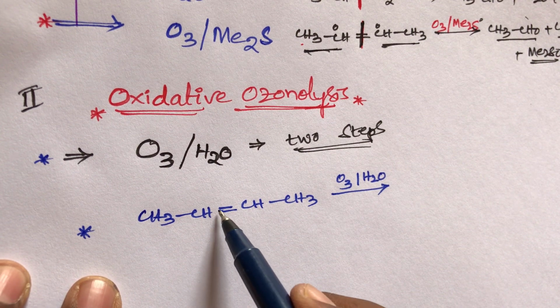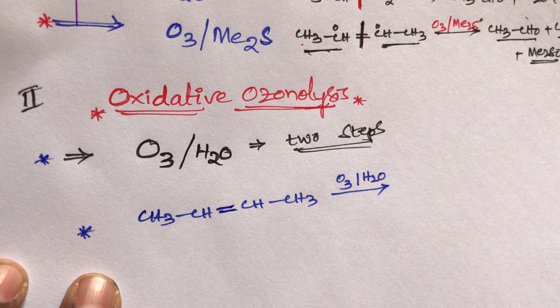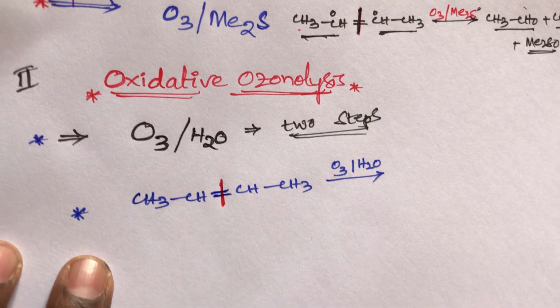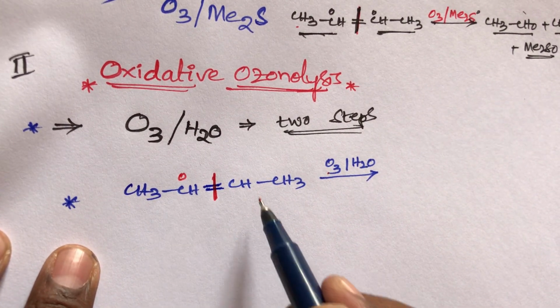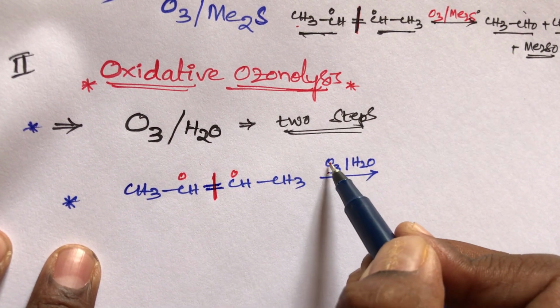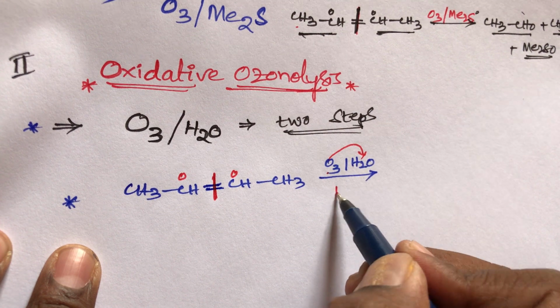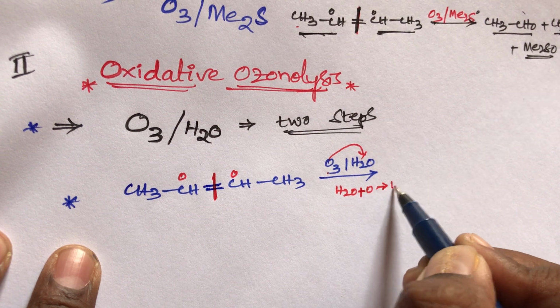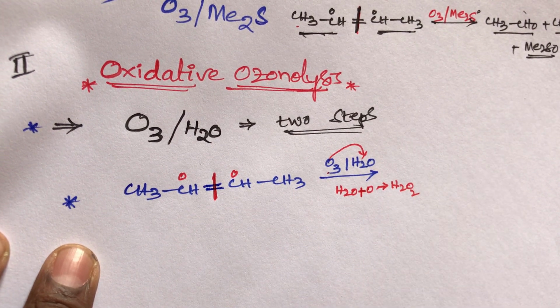But now take the symmetrical alkene, 2-butene, with ozone in the presence of water. What is the product, student? In the first step there is bond cleavage. Here three oxygens are there. Out of these three oxygens, one goes on this carbon, one on this carbon, and one on H2O. So H2O combines with oxygen to form H2O2. Simple, remember.